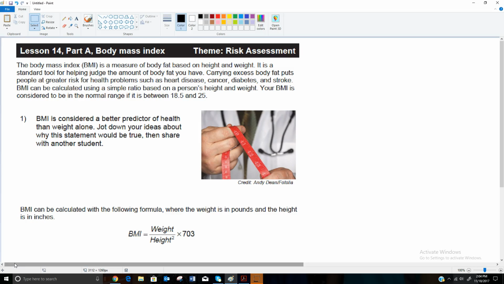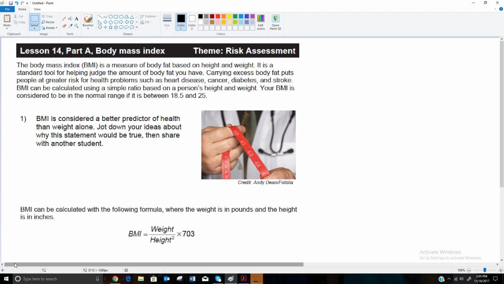Hi all, we're going to start up with lesson 14 today, and in 14a we're talking about body mass index. Unit 14 in general, we're talking about formulas and how you use those formulas and how you manipulate them to use for what you need them to be used for. And so we're going to start with BMI, which is body mass index, and it's a measure of body fat based on your height and your weight.